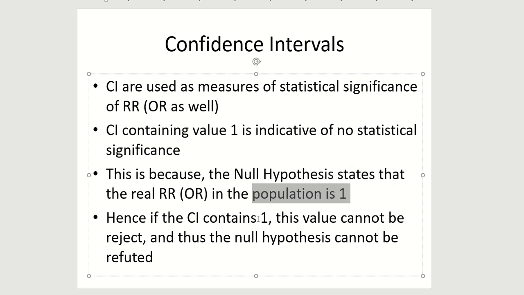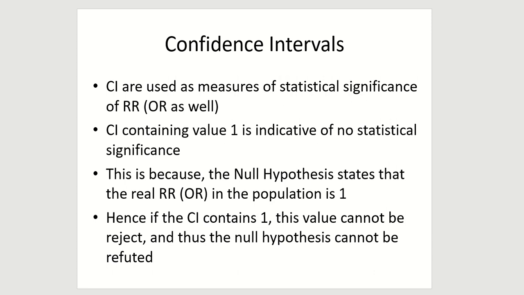Therefore, if the confidence interval contains 1, this value cannot be rejected, and thus the null hypothesis cannot be refuted, and therefore you cannot declare that there is an association in the population. You're only seeing an association in your sample, and we say that this association observed in the sample is due to chance only.